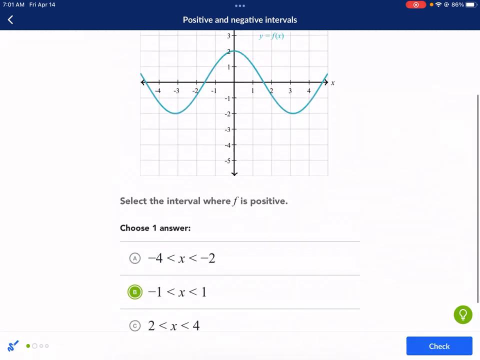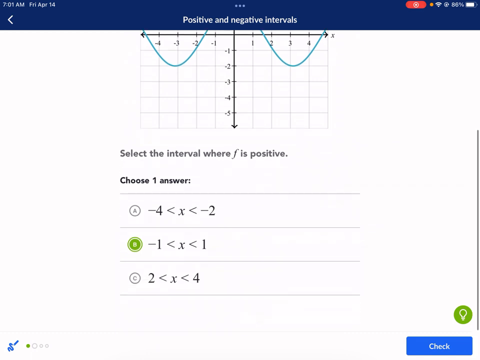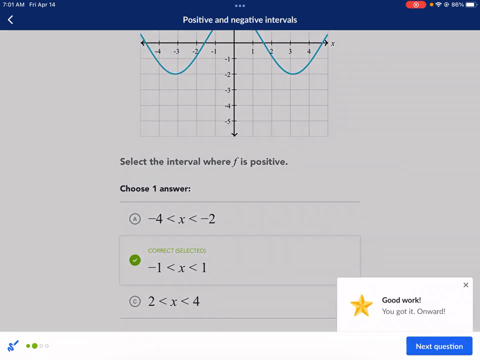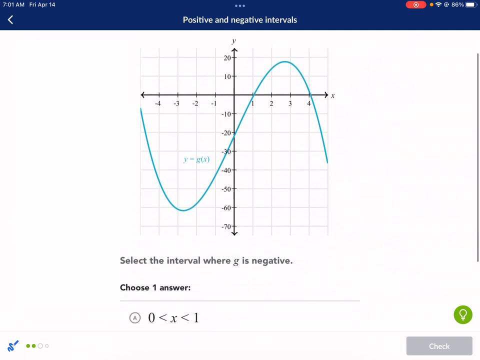Just take a look at C. You can see between 2 and 4, it is beneath the x-axis, so that's not a good one. We're going to move on. Select the interval where g is negative. So take a look.